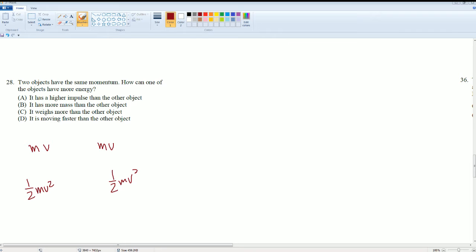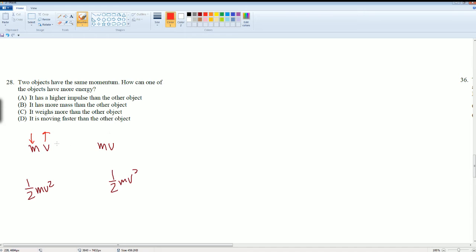If there are two objects and one goes faster, it has to have less mass. So if two objects have the same momentum, how can one object have more energy? More energy means more velocity. This means the mass here has to be smaller, and the velocity has to be greater for these to be the same.